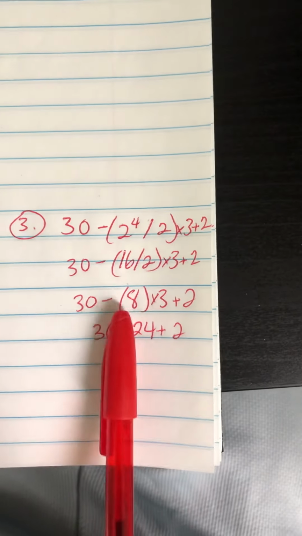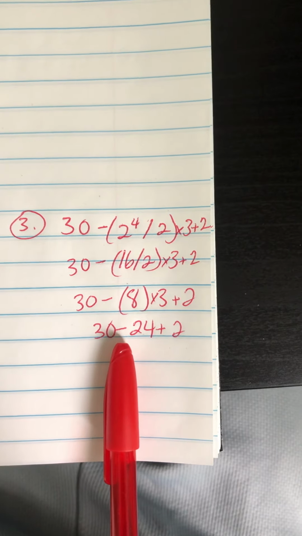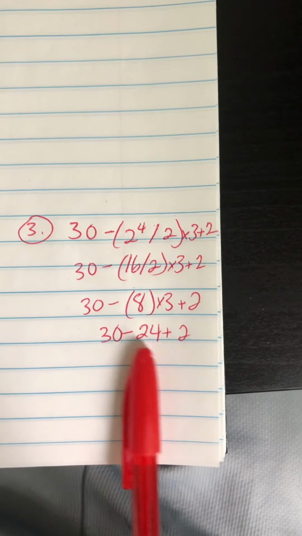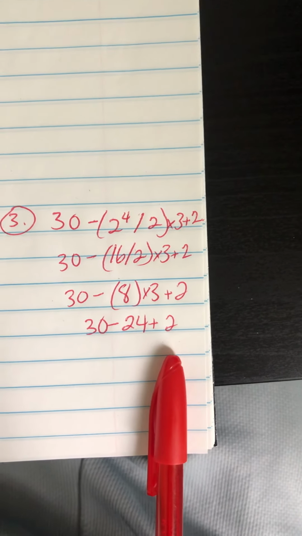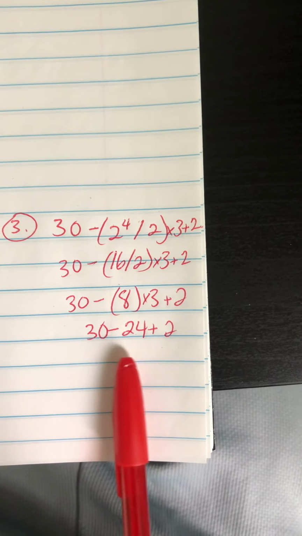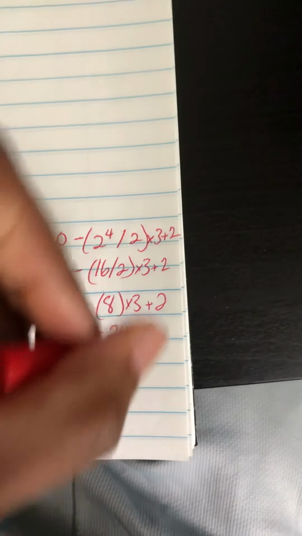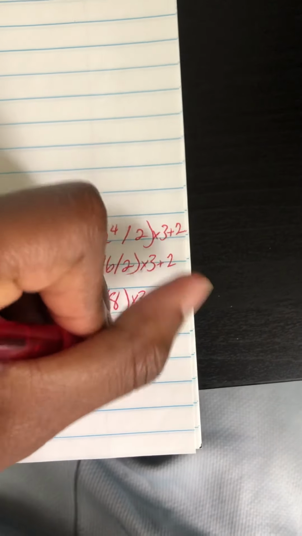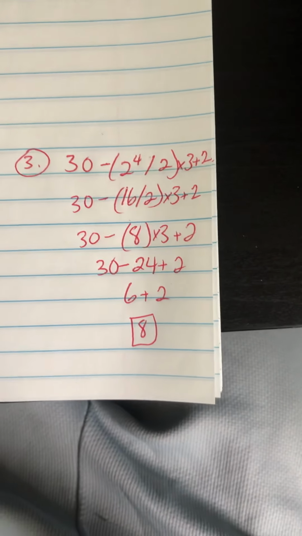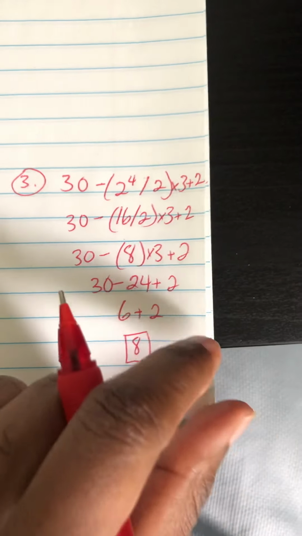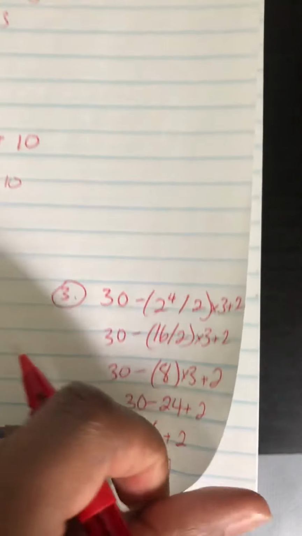So notice here we have this subtraction symbol. We don't want to do 24 plus 2. As I read from left to right, 30 minus 24 is 6, plus 2 is 8. Okay? All right? There we go. So that's it right there. Nicely done. Get some fresh paper here.